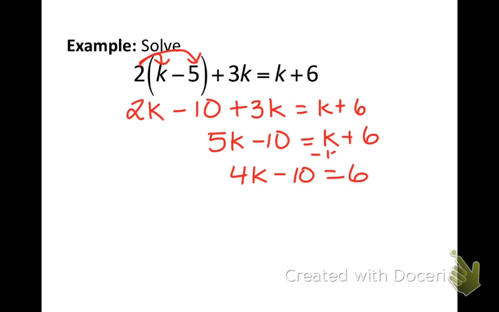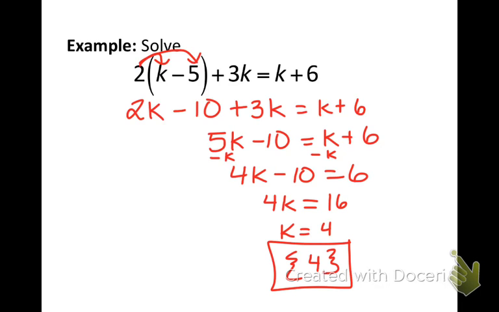Me, personally, I need to do the minus k, so I'm a visual person. I need to see what I'm doing step by step, okay? All right, next thing we're going to do is add 10. So that gets me to 4k equals what on the right side? 16. So k is equal to 4. Let's make it fancy and call it the set of 4. Okay? It's the only thing we're adding to your life. The braces.